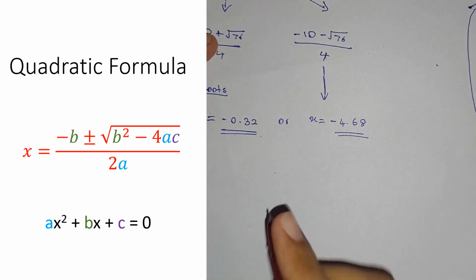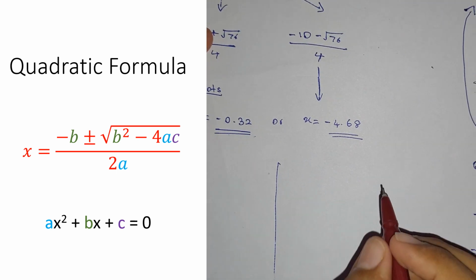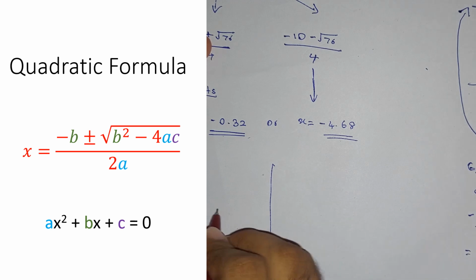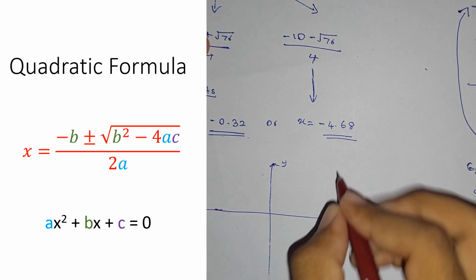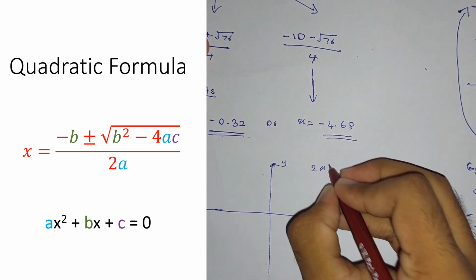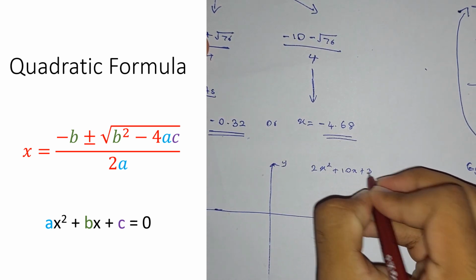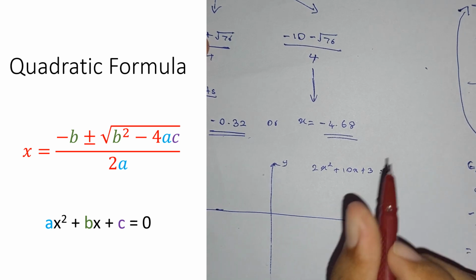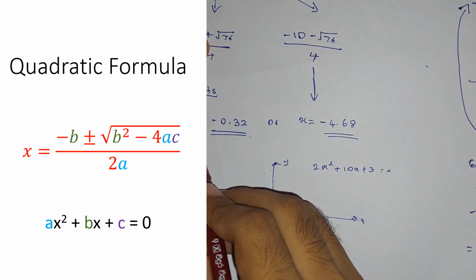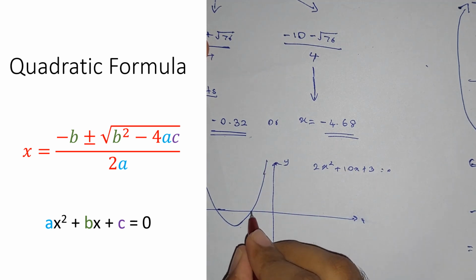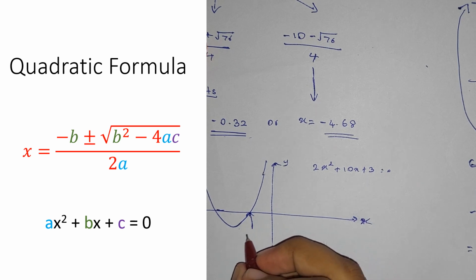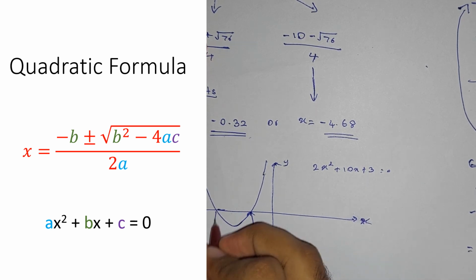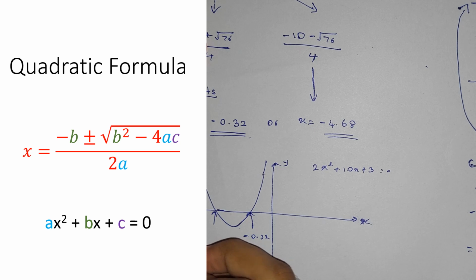By roots we mean, if you plot the equation we used on a y versus x graph, the equation was 2x squared plus 10x plus 3 equals 0, we get the intersection points on the x-axis as minus 0.32 and minus 4.68.